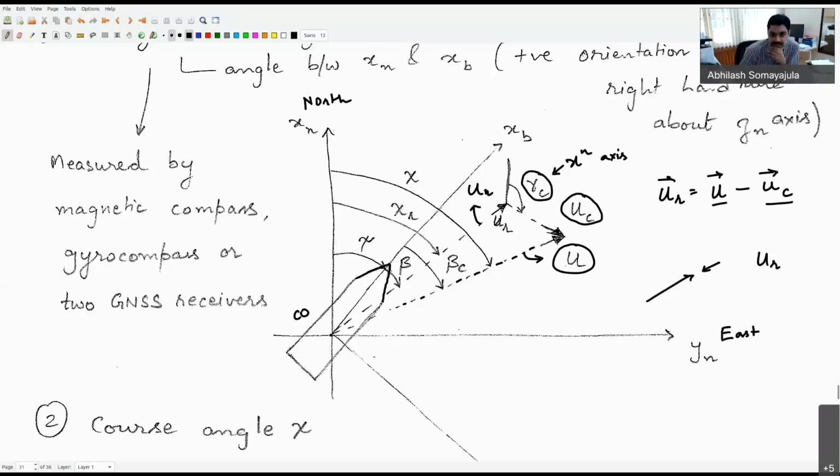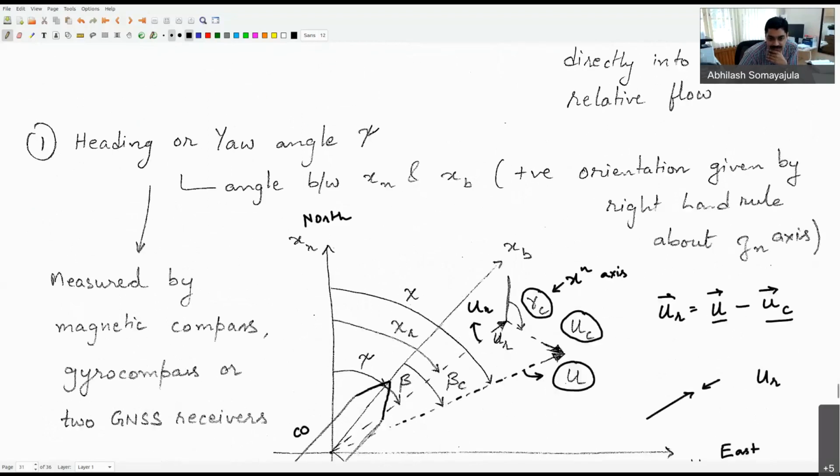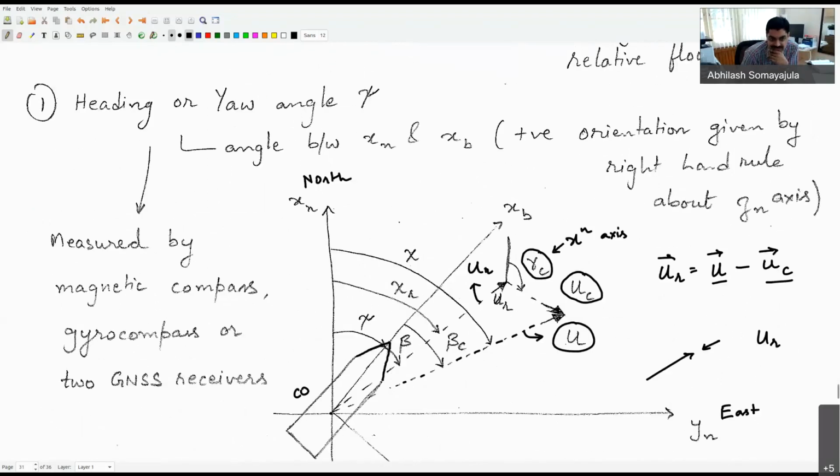Now, we define a couple of angles here. The first angle that we will define is called the heading or the yaw angle. Notice that this angle, denoted by psi, is the angle between the x-axis of the NED frame and the x-axis of the body fixed frame. That angle is my heading angle, or the yaw angle.